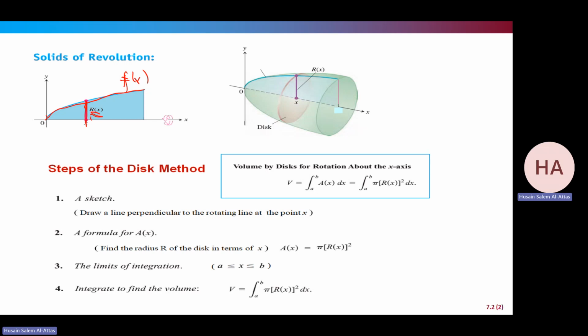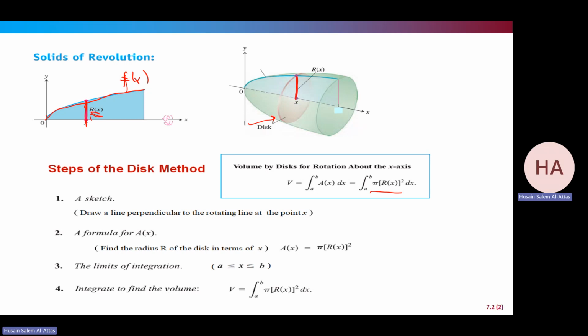Then we have a disk. I have a disk. And I want to find the area of that disk, which, since this is R, the area will be what? Pi R squared. Okay. So the volume will be what? Will be the integral of that area, of the area of that disk.